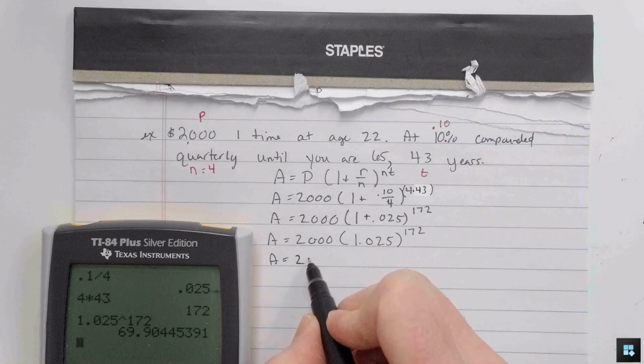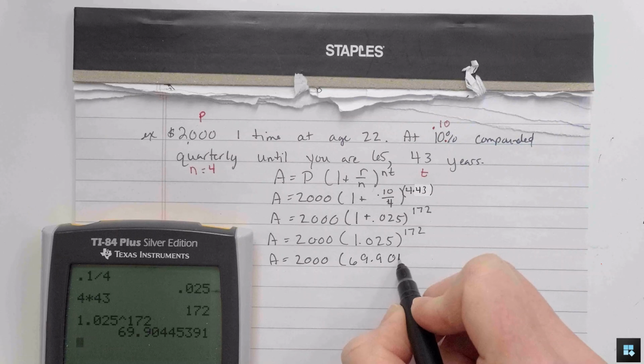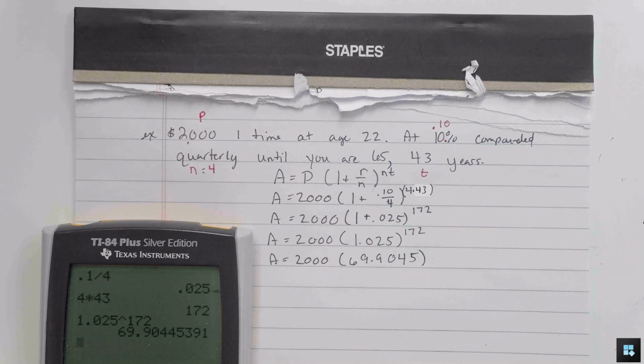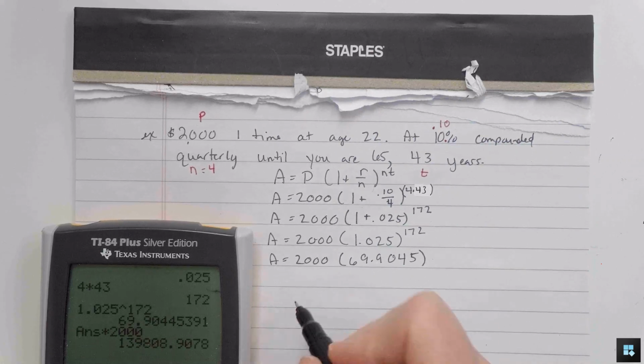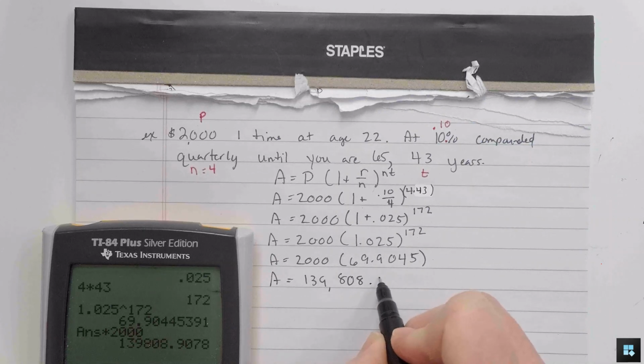That's the interesting number because that's how many times we're multiplying your investment by. Keep at least 4 decimal places. So 69.9045. That means almost 70 times your initial investment. So if you invested 1,000, it would be 70 times that. If you'd invested 10,000, it would be 70 times that. So let's do that multiplying with $2,000 invested. $139,808.91.